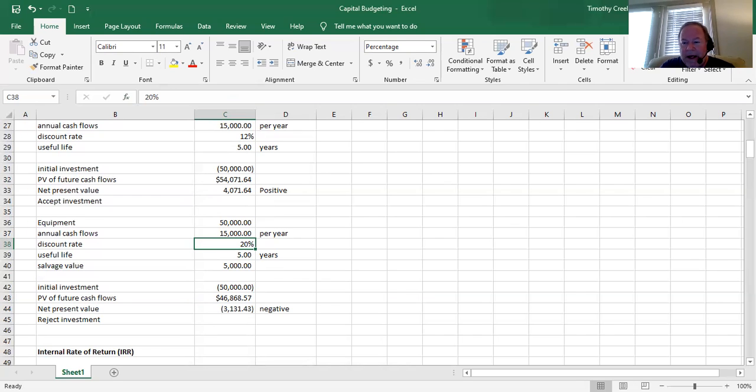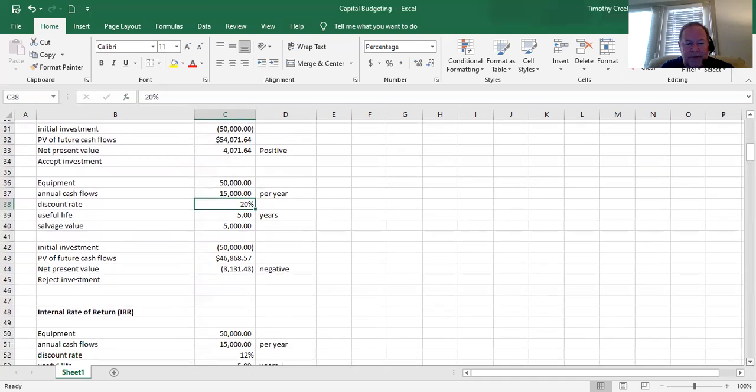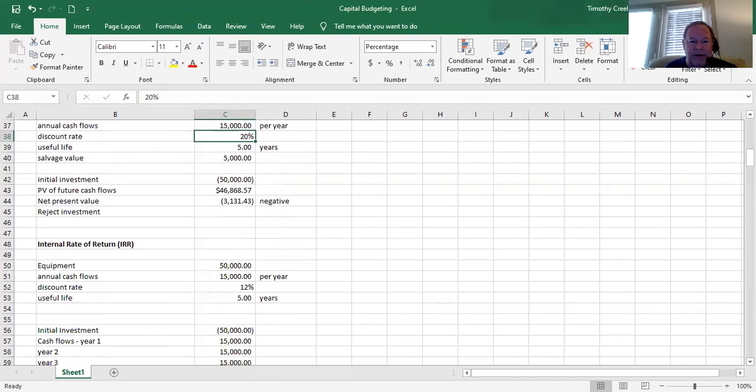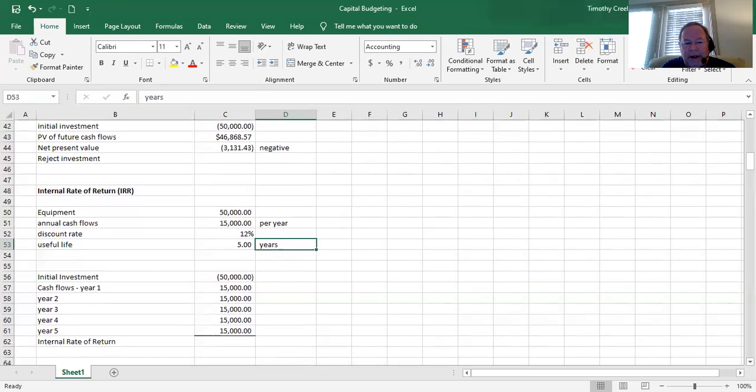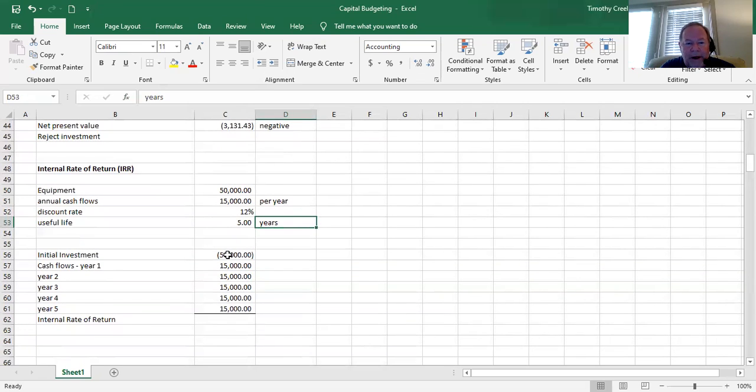So let's look at one more. Let's look at internal rate of return. An internal rate of return also uses the time value of money, just like net present value did. Let's look at the same information. So we've got equipment that has a cost of 50,000, annual cash flows of 15,000, a discount rate of 12%, and a useful life of 5 years.